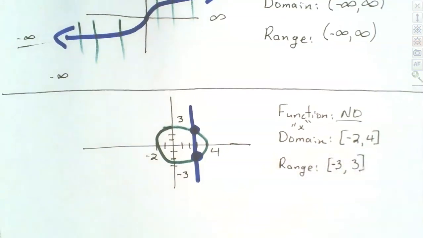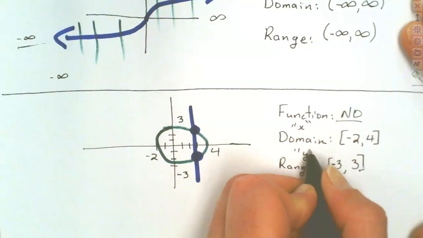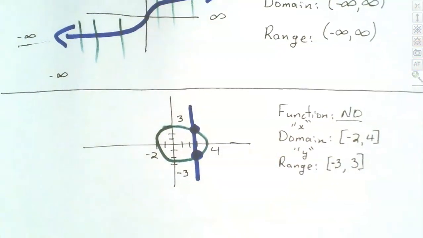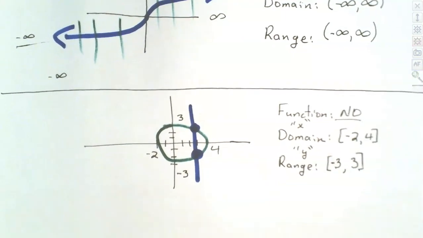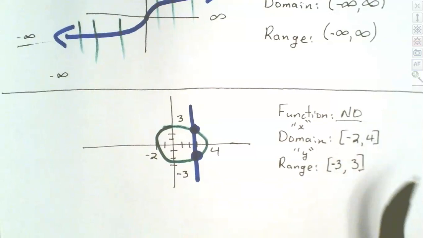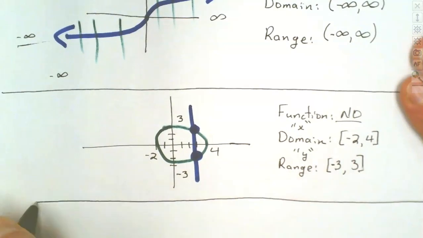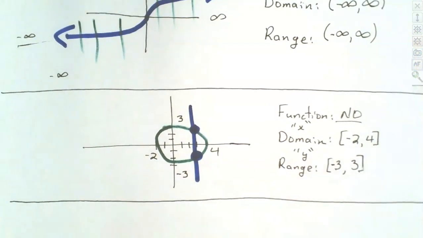To 3. Because the range is the y part, the up and down component, and the domain is the x component. So the up and down is your y, left and right is your x. And this actually comes out to be a circle. It looks more like an ellipse, but it's actually a circle, if I were to draw it correctly. There's your domain, negative 2 to 4. Your range is negative 3 to 3. And with those numbers, you always use a square bracket.